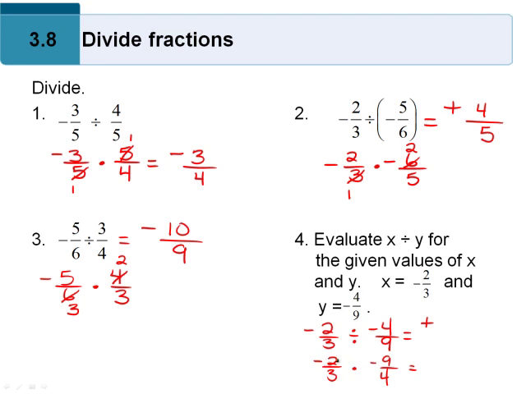Look at the 2 and the 4. You have a common factor of 2. So 2 divided by 2 leaves 1. 4 divided by 2 leaves 2. 3 and 9, common factor of 3. So if we divide by 3, 3 divided by 3 leaves 1. And 9 divided by 3 leaves 3. So on top I have 1 times 3 is 3, and on the bottom 1 times 2 is 2. So our final answer there is just positive 3/2. Okay?